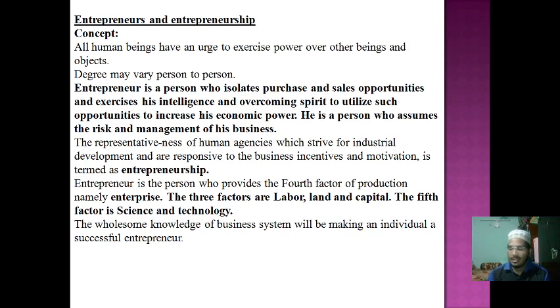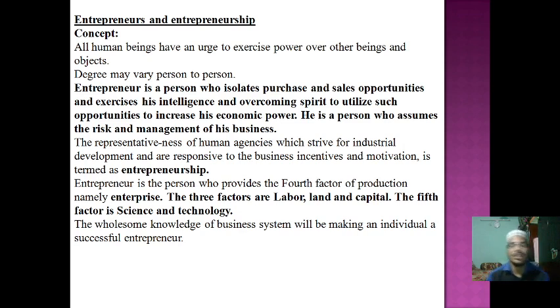Entrepreneur is a person who isolates purchase and sale opportunities and uses his intelligence and overcoming spirit to utilize such opportunities to increase his economic power. He is a person who assumes the risk and management of his business. Just now I told you an entrepreneur is one person taking the risks of management and opportunity. After that he is taking the opportunity.